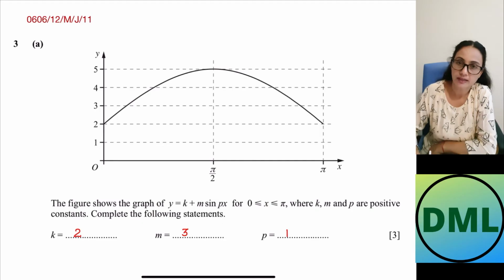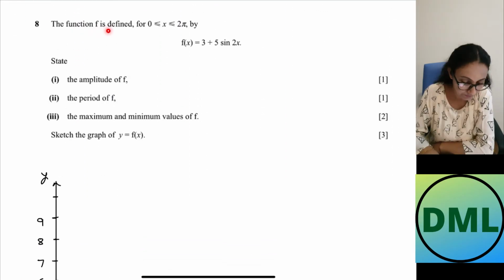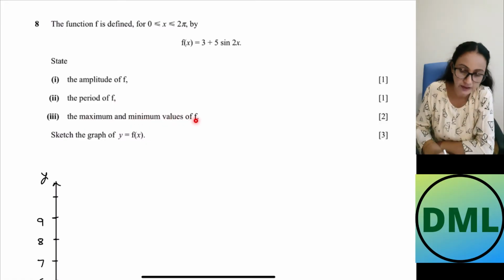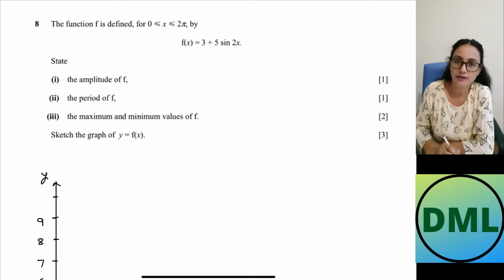Let's see one more example. The function f is defined for x from 0 degrees to 2 pi radian by f(x) is equal to 3 plus 5 sine 2x. State the amplitude of f, the period of f, and the maximum and minimum values of f. Sketch the graph of y is equal to f(x).